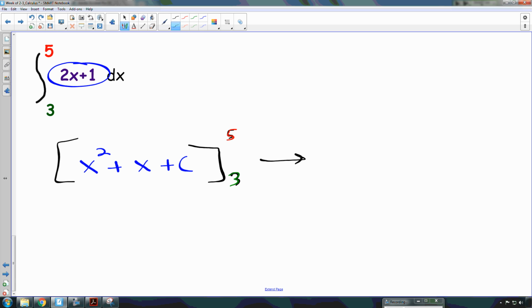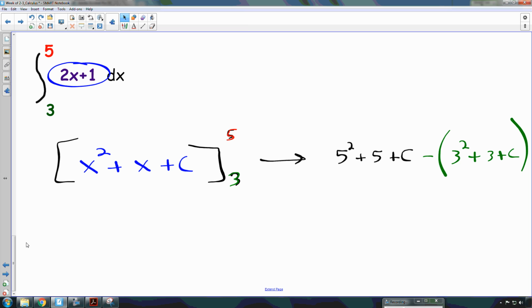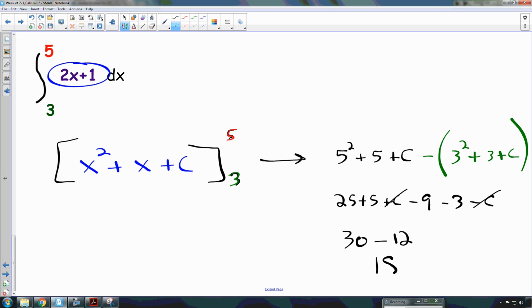I'm going to plug the 5 in, so I'm going to have 5 squared plus 5 plus c. I don't know what that is. And then I'm going to plug the 3 in and subtract everything from that, so 3 squared plus 3 plus c. I'm going to simply do out this math. So 25 plus 5 plus c minus 9 minus 3 minus c. The c is gone, we didn't really need that. We got 30 minus 12, and 30 minus 12 is again 18.